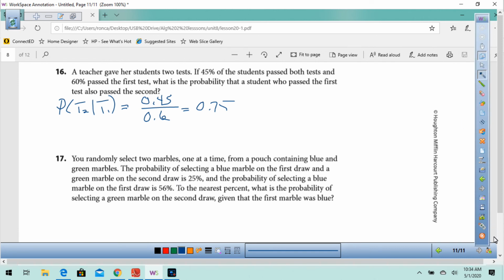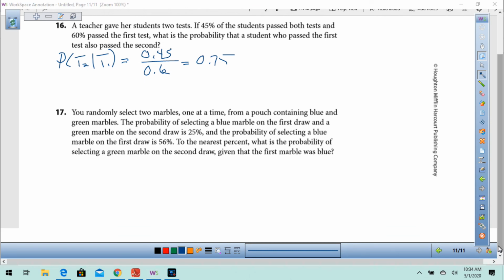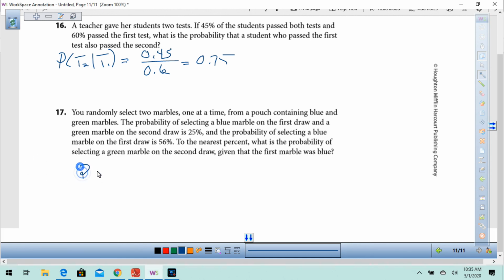What about number 17 here? You randomly selected 2 marbles, one at a time, from a pouch containing blue and green marbles. The probability of selecting a blue marble on the first draw and a green marble on the second draw is 25%. And the probability of selecting a blue marble on the first draw is 56%. To the nearest percent, what is the probability of selecting a green marble on the second draw, given that the first marble was blue? So probability of green given blue.